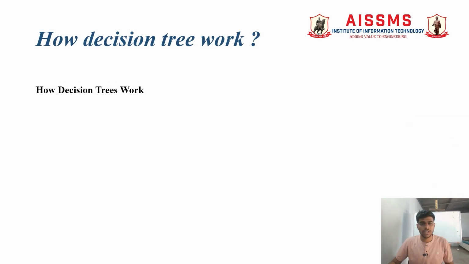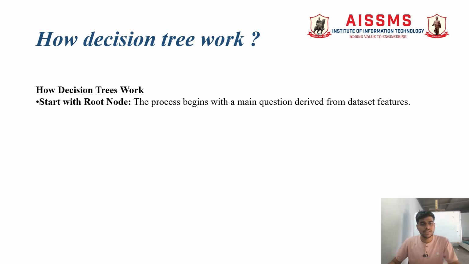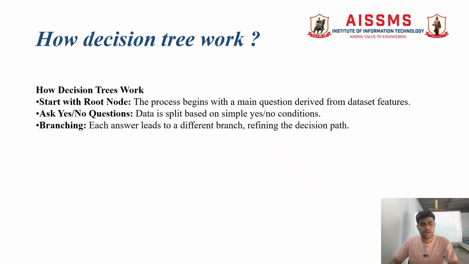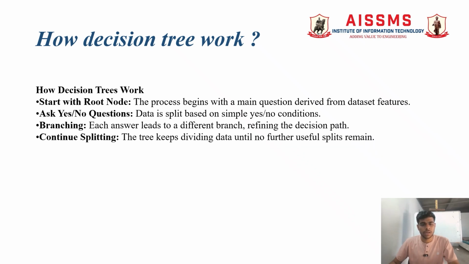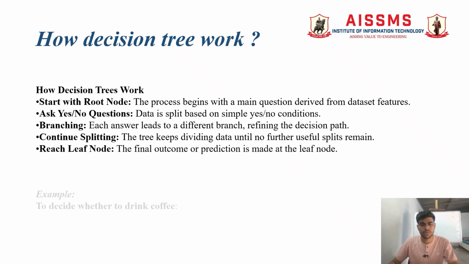Now let's see how a decision tree works. The decision tree starts with the root node. The process begins with the main question derived from the data set features and then asks yes-no questions. The data is split based on simple yes-no conditions. Branching: each answer leads to a different branch, refining the decision path. Continue splitting: the tree keeps dividing the data until no further useful split remains. Reach leaf node: the final outcome or prediction is made at the leaf node.